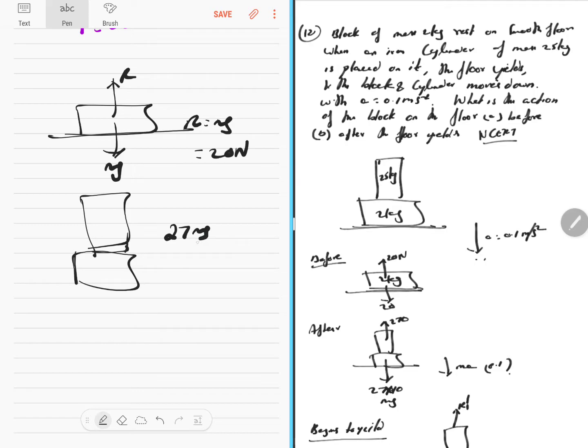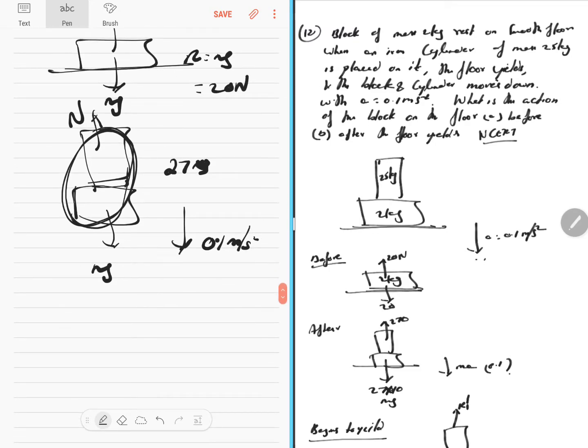So 27 will be the mass, and there will be an mg, and there will be a normal reaction. You can consider this to be one block with 27 kg with mg and normal reaction, and you know it's going to yield, and the acceleration of it is 0.1 meter per second square. It's going to yield down. So mass into acceleration will be the downward force. 27 into acceleration will be the downward force.